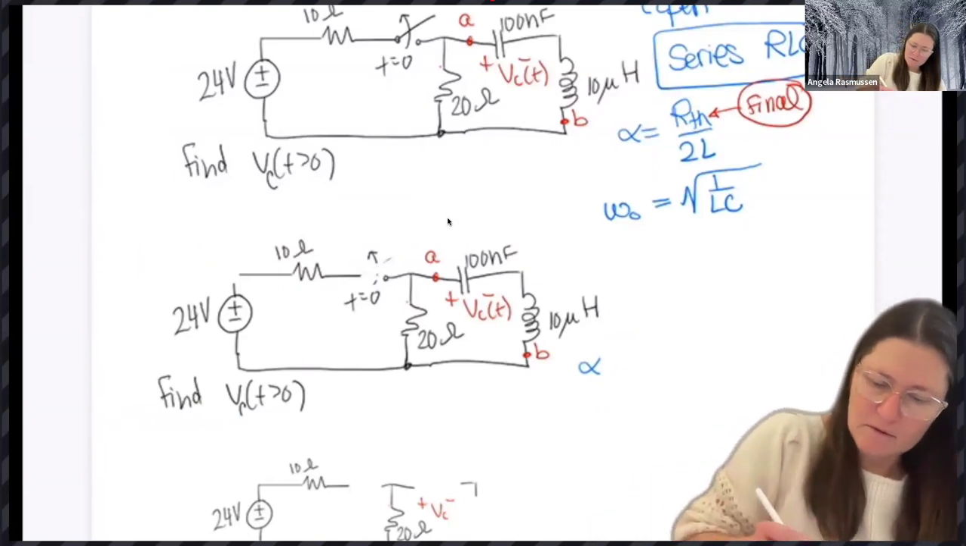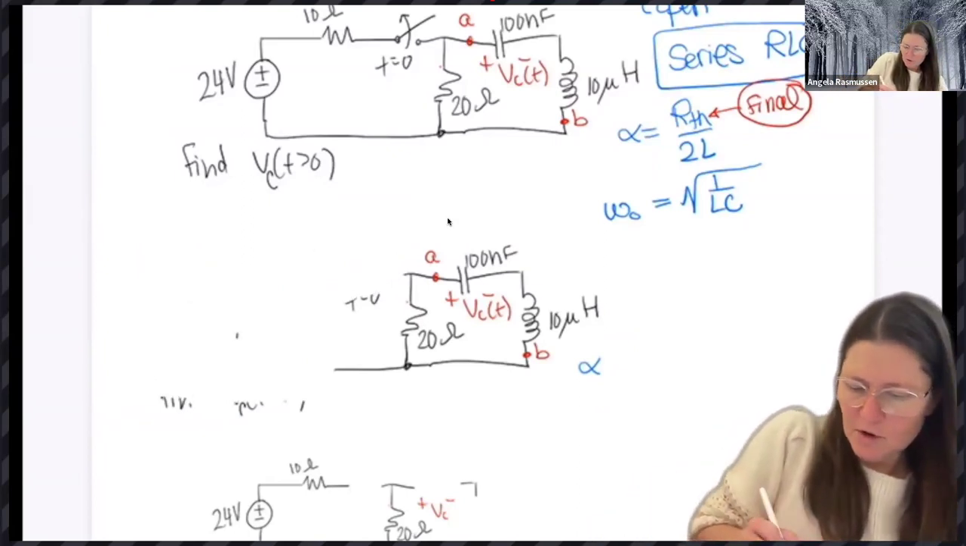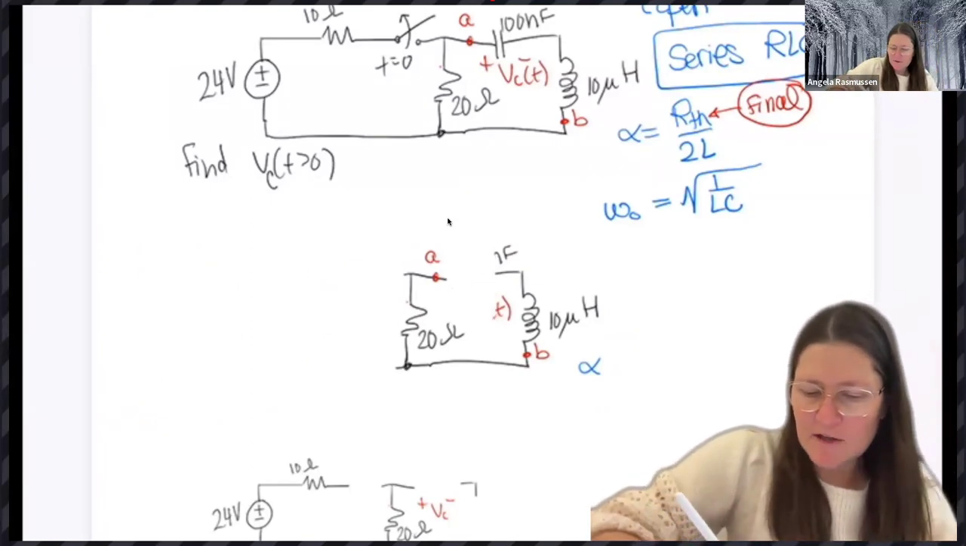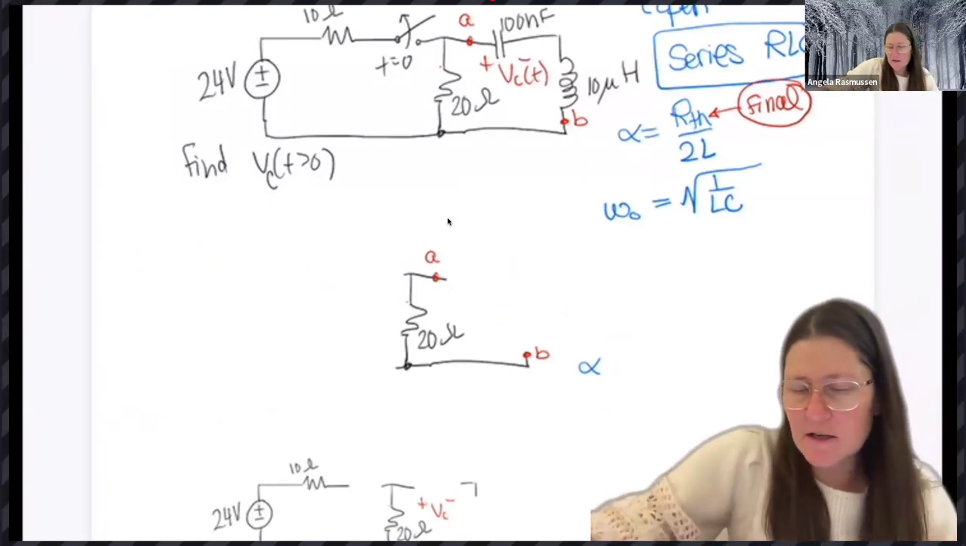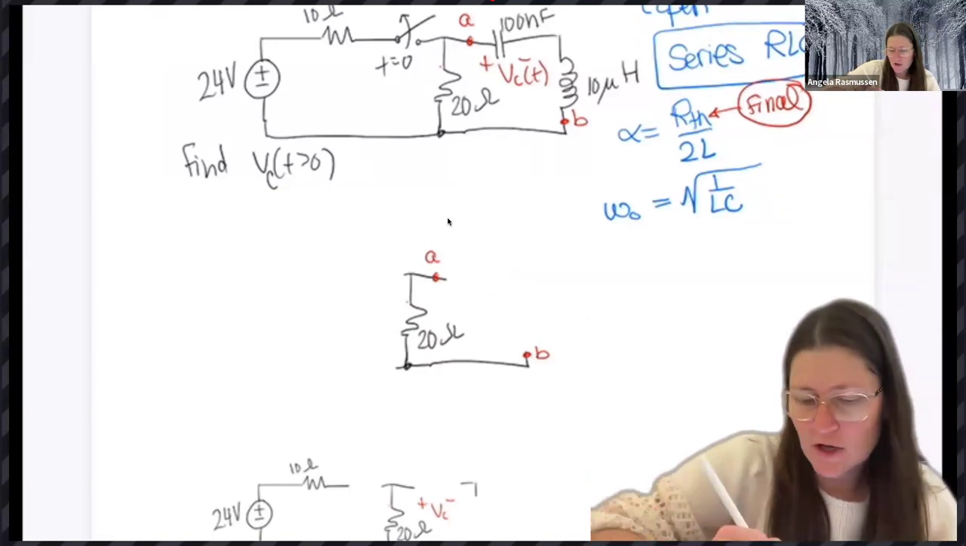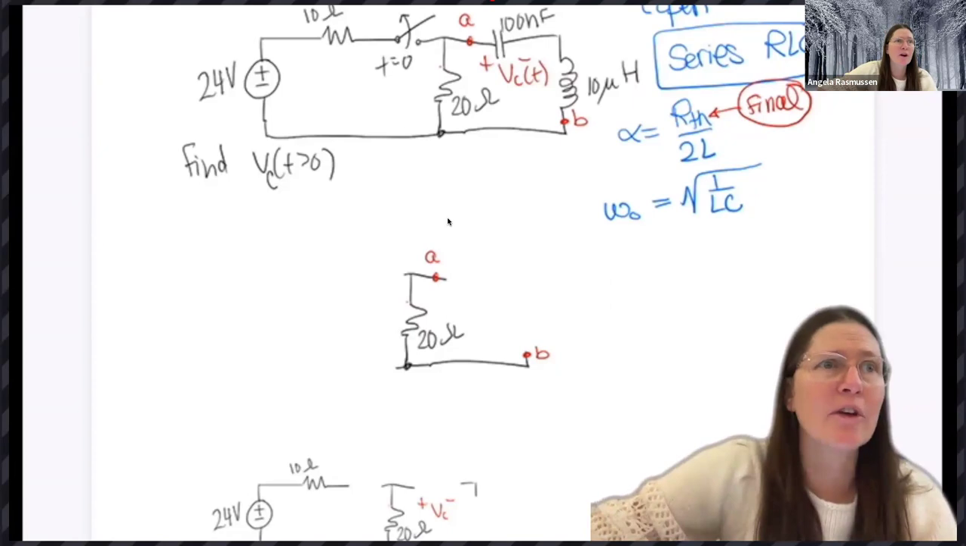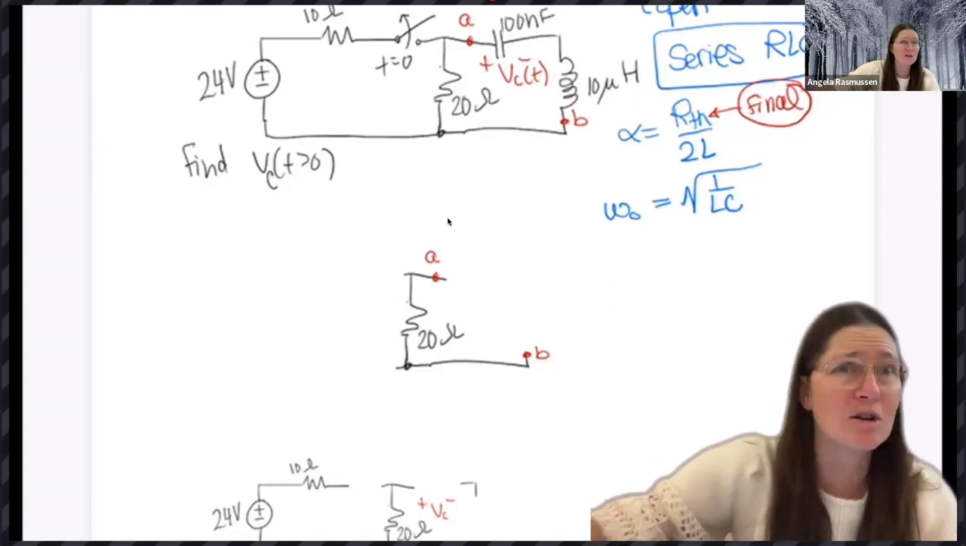So remove all this. Okay. So then to find the RTH, you put the A and B where the elements are and take out the L and the C, and all you have left here is 20. So that makes it easy where RTH is.